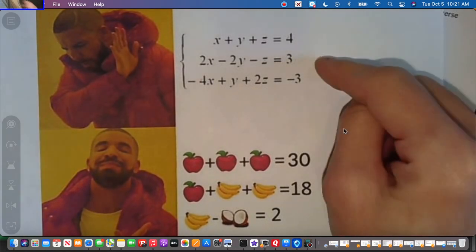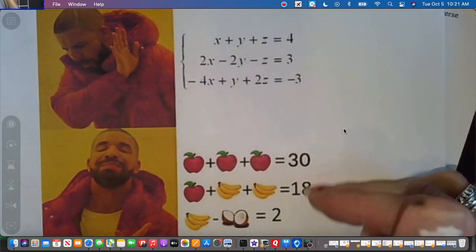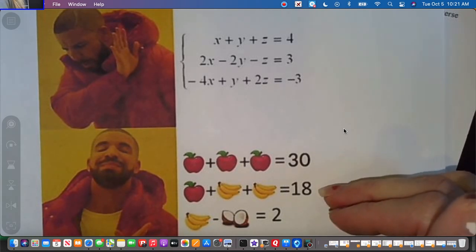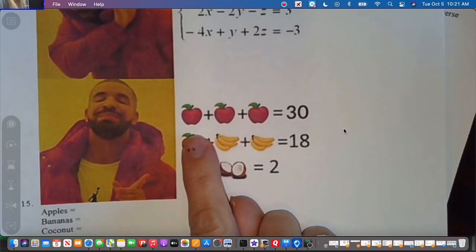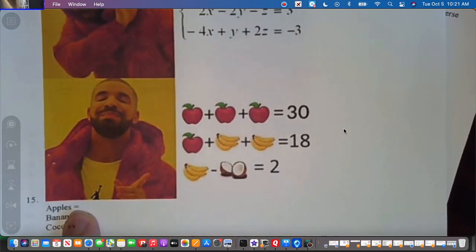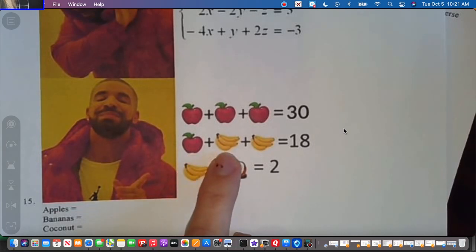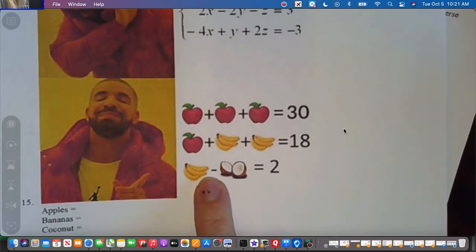Now, this is what our equations look like, and this is similar. It's really not exact, but it's just for fun and it's worth points. So your apples are 10, right? Because of 10, 20, 30. And then coconuts are 2. Everybody good with that? Because 4 minus 2 is 2.